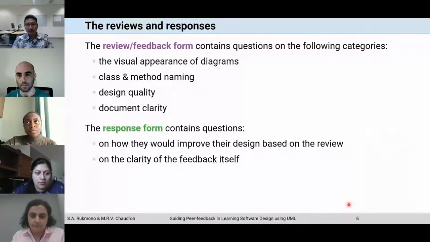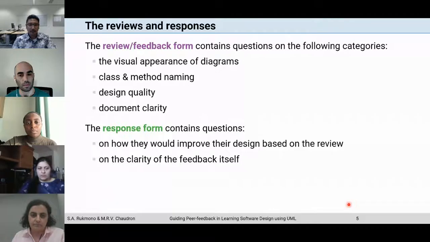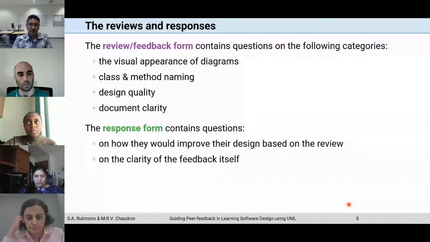The review or feedback form contains questions regarding the visual appearance of diagrams, the naming of classes and methods, the quality of the design, and the general document clarity. And then the response form contains questions on how students would improve their design based on the review that they received, and questions on the clarity of the feedback itself.